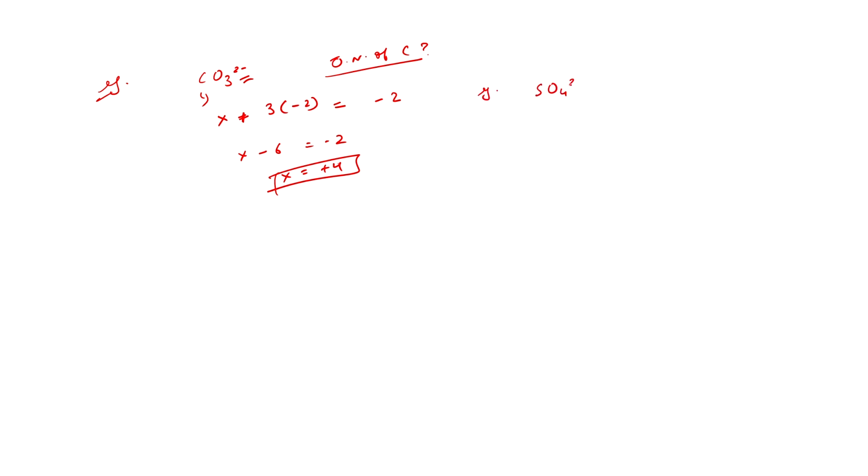Sulphate, sulfur you have to calculate. Oxygen is minus 2, 4 into minus 2, x for sulfur. The algebraic sum will be equal to the charge. Charge is what? Minus 2. Again solving the equation, x minus 8 is equal to minus 2, x is equal to plus 6. That means sulfur is present in plus 6 oxidation number.